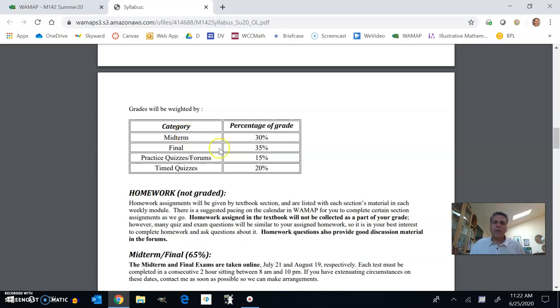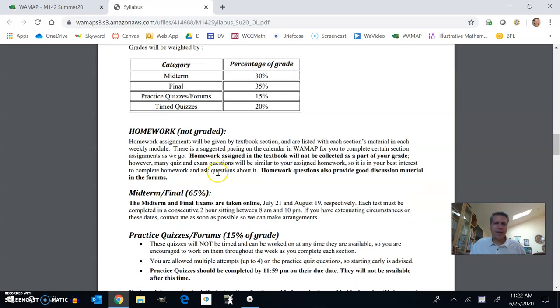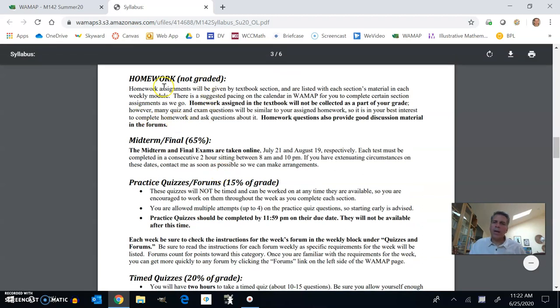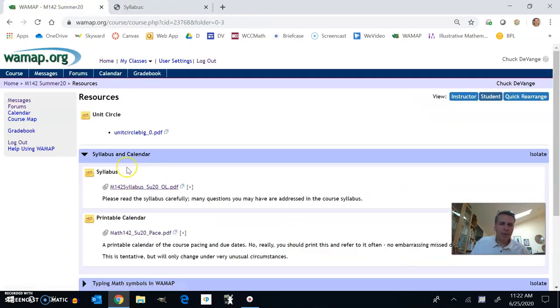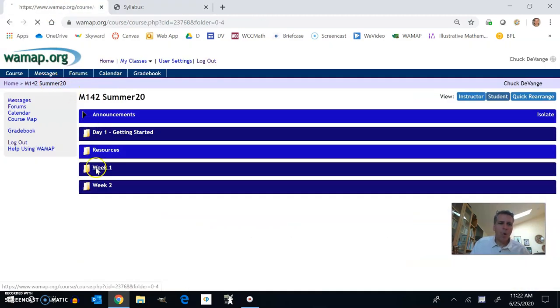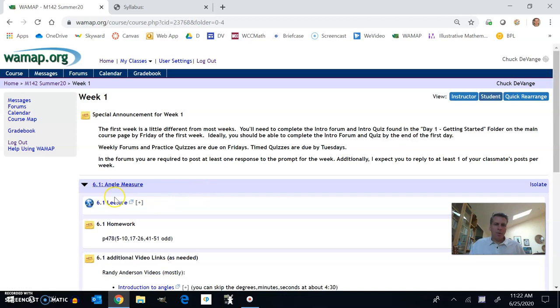So we have this category. This is how the grade's going to fall out. You can read that. So there's a couple things. Homework, I don't grade the homework. Those are those assignments that I showed you that'll pop up after you look at a lecture.